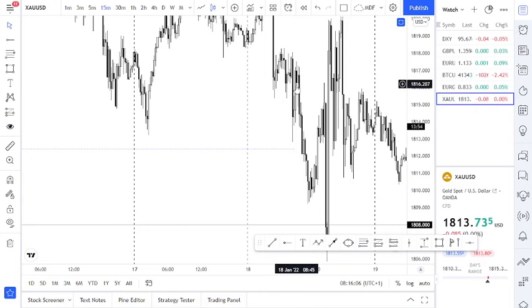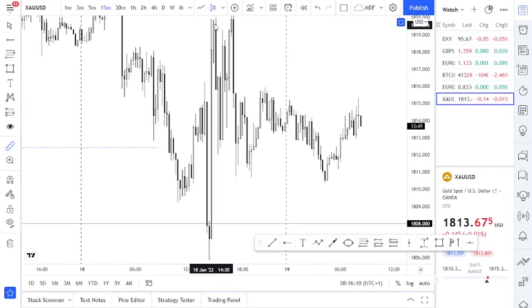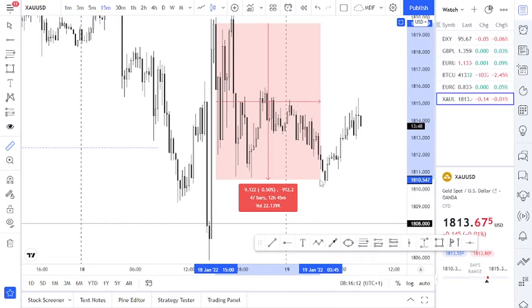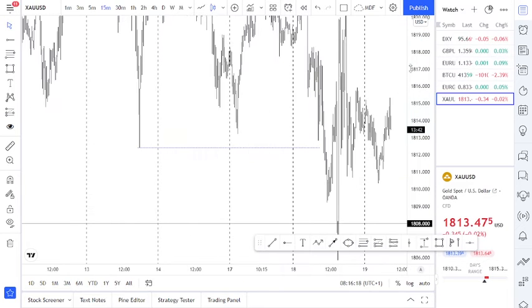Then I sent you guys a setup. Then it came back to this region and did what? And dropped. So if you would have stuck to it, you would have been able to make at least 91 pips. So that was just it on gold.